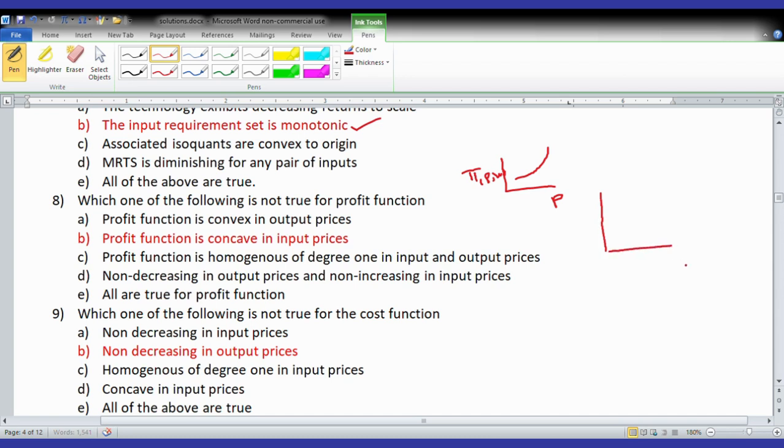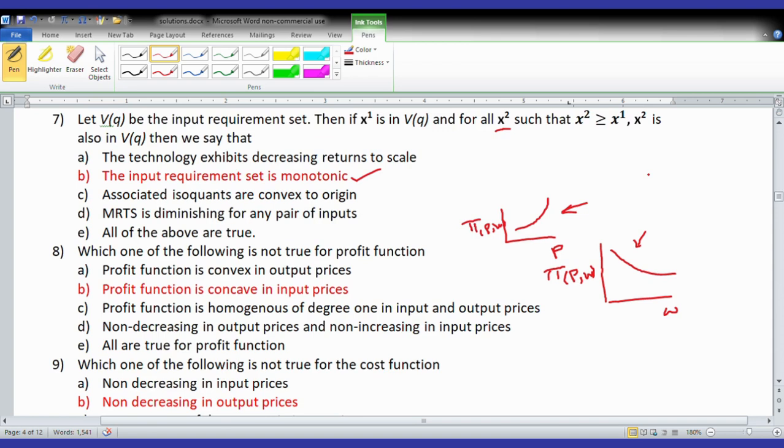Similarly, if W is the wage rate, for example, and we have profit function of P and W, this profit function will be falling like this. Profit will be decreasing at a decreasing rate, and again, these trends are because of the optimizing behavior. So that is something that you need to keep in mind.